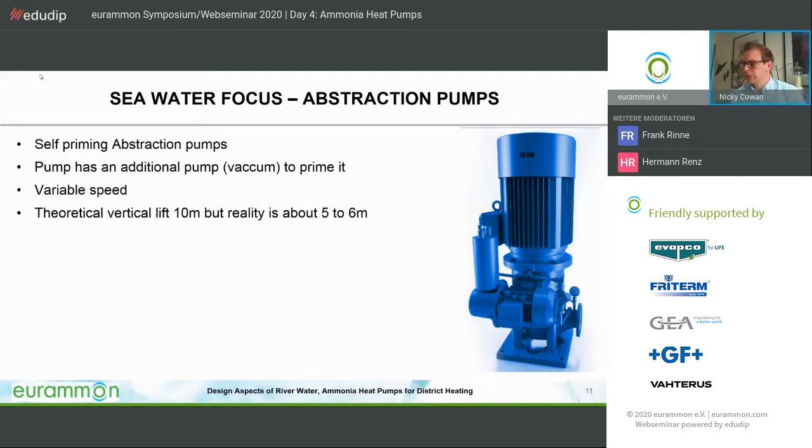It's variable speed. And I've got a note there because theoretically, we've been told that you can lift it up to 10 meters, have the pump sitting 10 meters high above the river. The reality is when you start accounting for pressure drops and head and all the different flow rates, etc., it's about 5 to 6 meters we've found. But you really want to get that pump as close as possible so it's not got as many kilowatts, because you need to start accounting for that in your overall system losses.